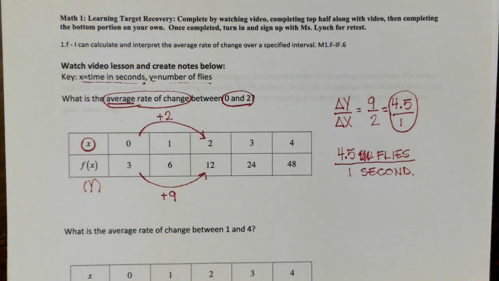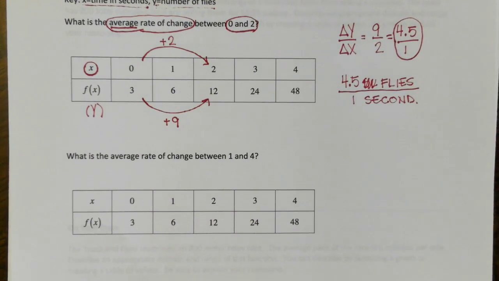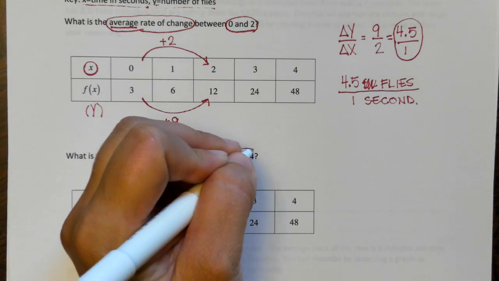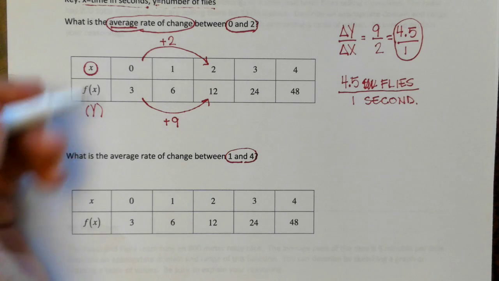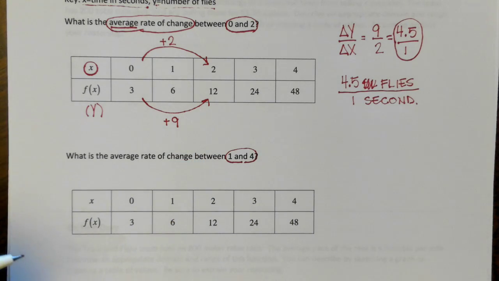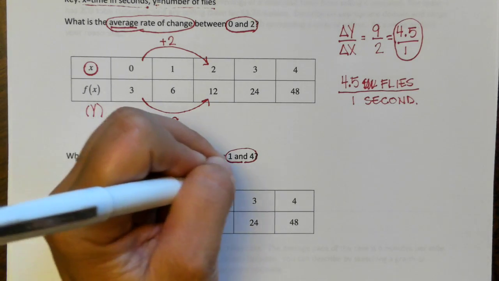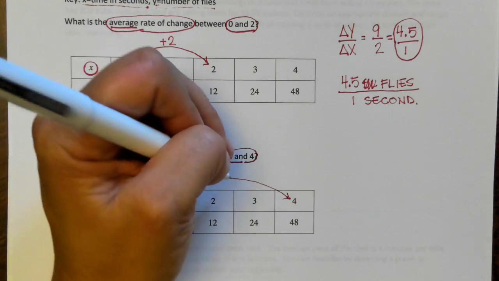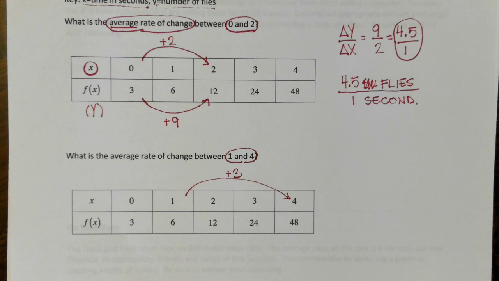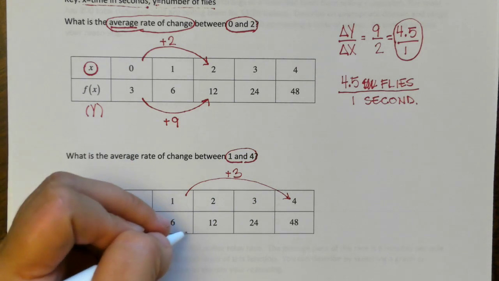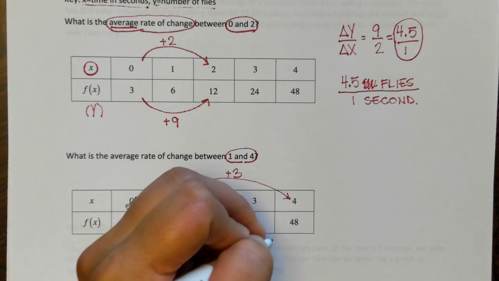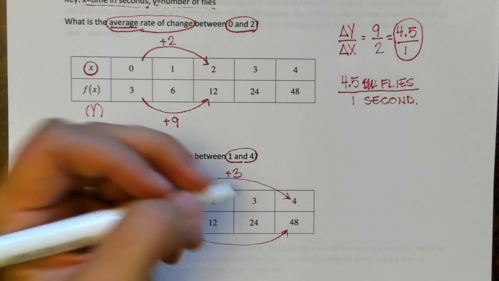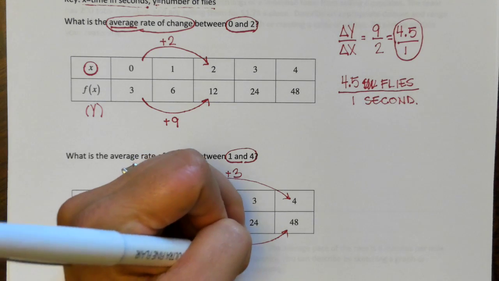Okay? Looking at the second one. It says, what is the average rate of change between 1 and 4? So same question, and we're going to use the same table, but this time we're looking at the average rate of change between 1 and 4. This is increasing from 1 to 4, that's increasing by 3. And then this is increasing at that same interval there. 48 minus 6 is plus 42.